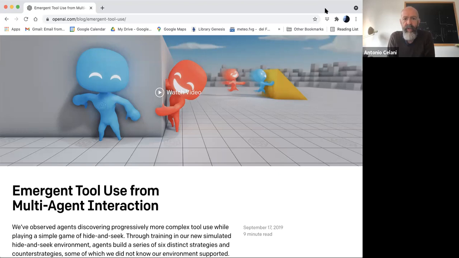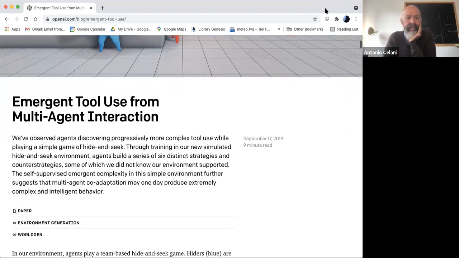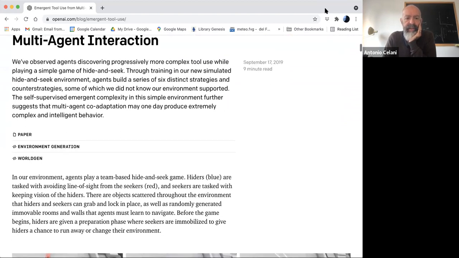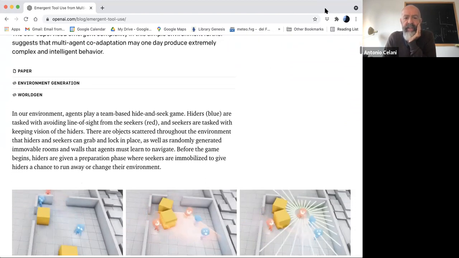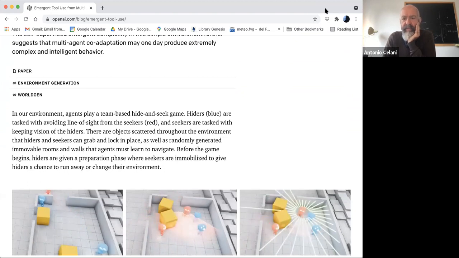So we will go in detail through this, not the paper, but the blog entry by OpenAI, and we will see the kind of things that they do, and we will also have a quick glimpse at what kind of algorithms are employed to do that. So here the situation is defined in quite a simple way. This is a hide and seek game.